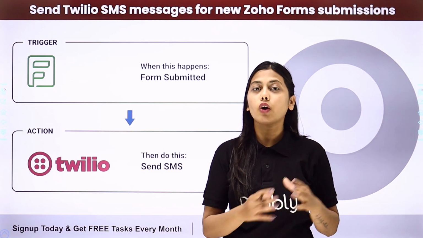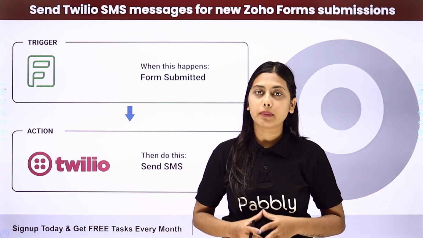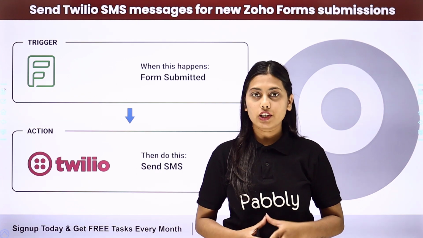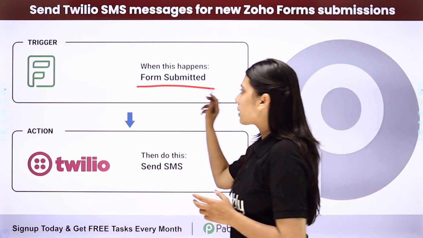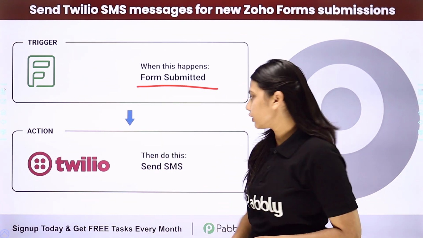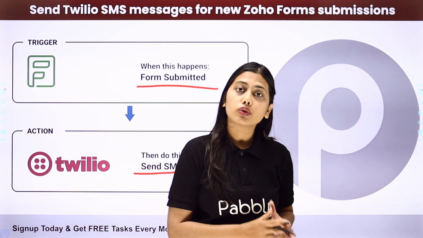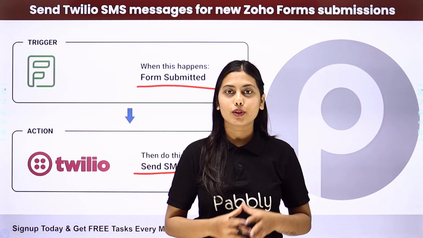But what if I tell you we can automate this process with the help of Pabbly Connect? We will create such an integration where our trigger will be a form submitted in our Zoho Forms and our action will be an SMS sent through Twilio. Let us learn how to do it.